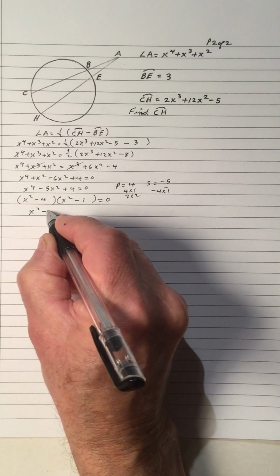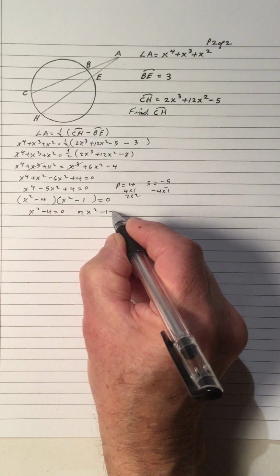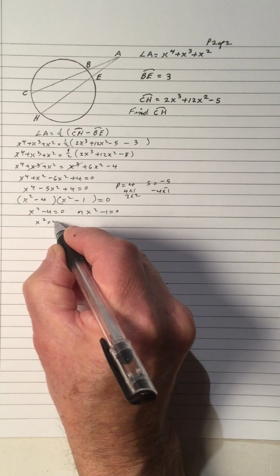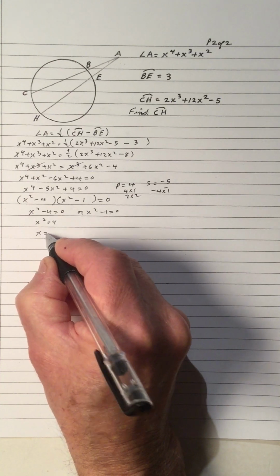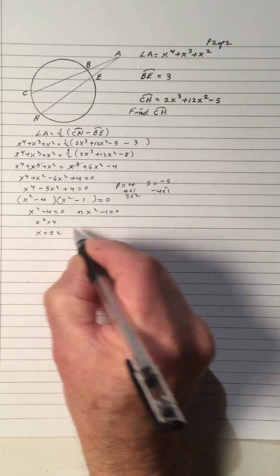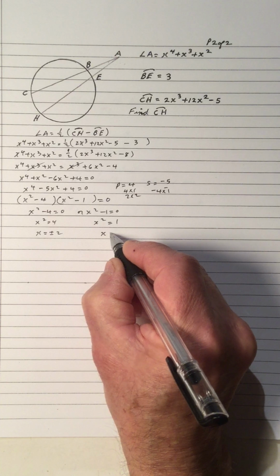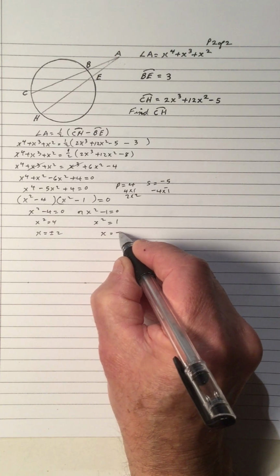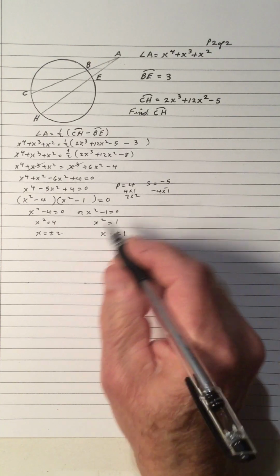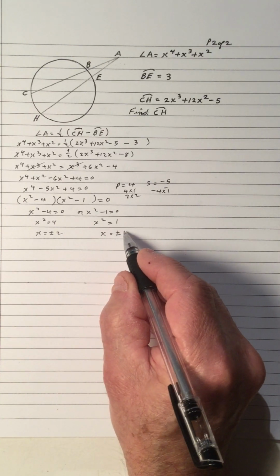x squared minus 4 is equal to 0. x squared minus 1 is equal to 0. So x squared is equal to 4. x is equal to the square root of 4, which is plus or minus 2. x squared equals 1. x is equal to plus or minus the square root of 1, which is 1. So x is plus 2, minus 2, plus 1, minus 1.